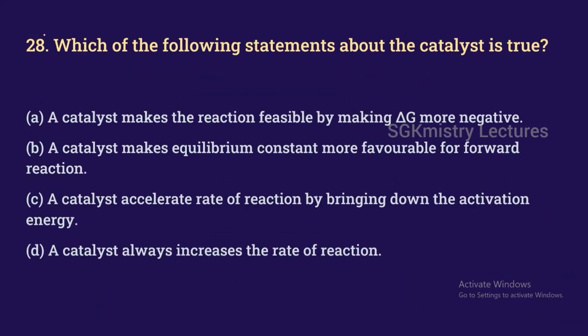Okay. Next. Which of the following statements about the catalyst is true? A catalyst makes the reaction feasible by making delta G more negative. Now they have asked which is true. This is not the correct statement. A catalyst makes equilibrium constant more favorable for forward reaction. No, it brings about the changes both in forward and backward reaction so that equilibrium reaches faster. It's not favorable towards one type, that is one forward reaction only. It's not like that. That is wrong.